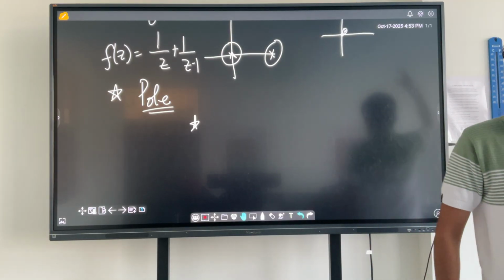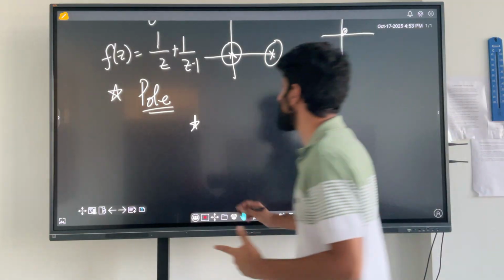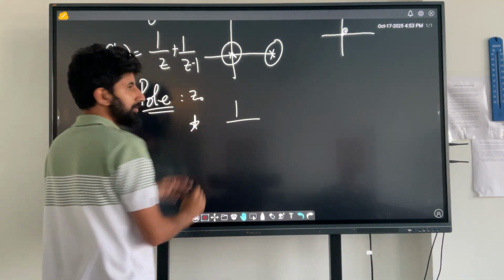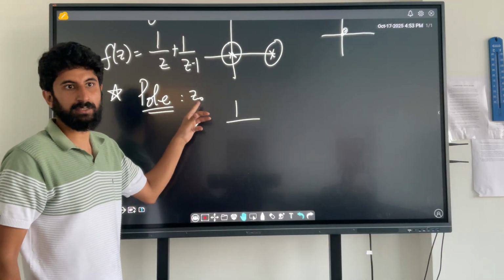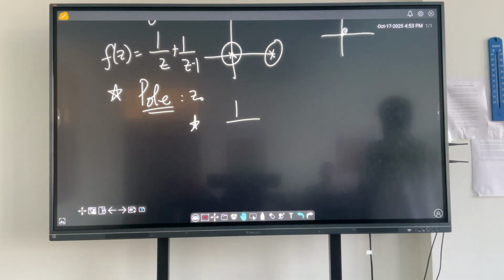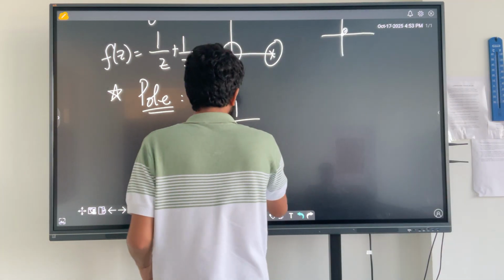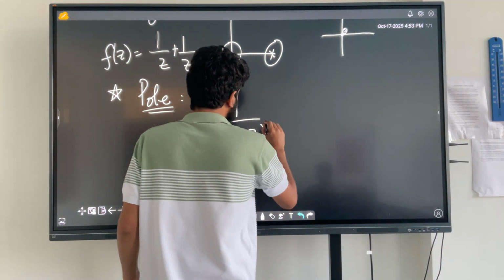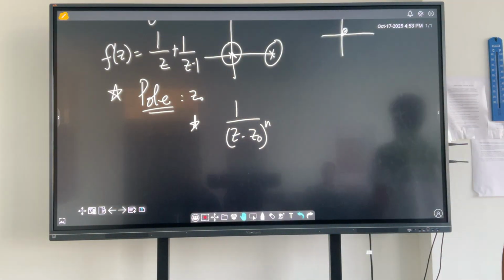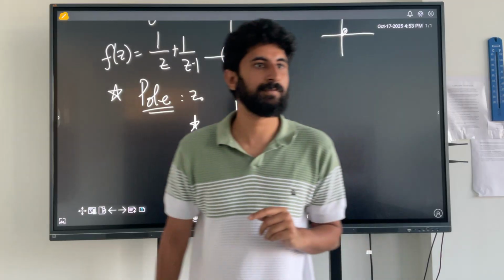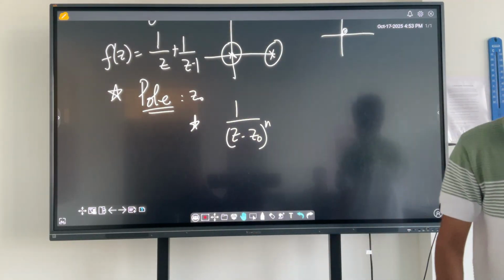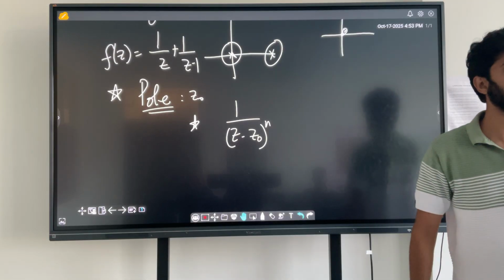If around that point the behavior of the function is 1 divided by, let's say z0 is my isolated singularity, right? If you investigate the behavior of the function around that point, and it is 1 divided by (z minus z0) raised to n, where n is any integer, 3, 4, 5, whatever, then it's called a pole. N is any integer, it should be finite. Then it's called a pole.